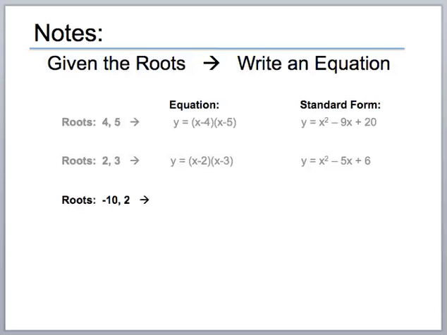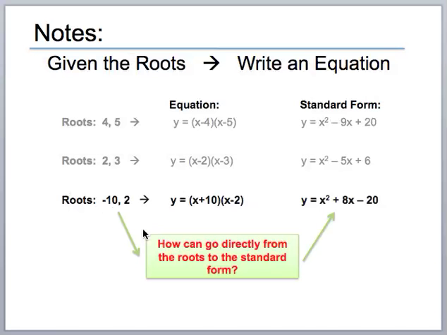Well, hopefully, when you go through this, you're going to get the factored form x plus 10, the opposite of the number you see here at negative 10, and x minus 2. Those are the numbers, again, for roots that you can put in the equation and get 0 out for y. So the equation that you get in standard form is x squared plus 8x minus 20.